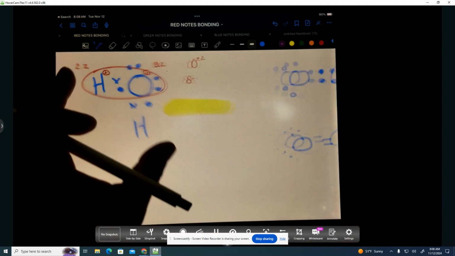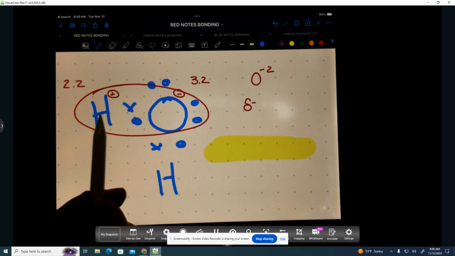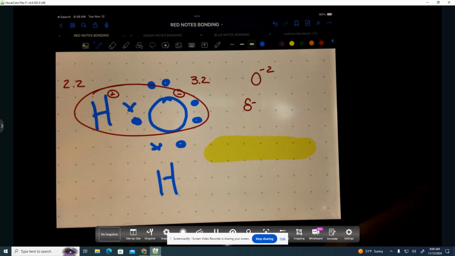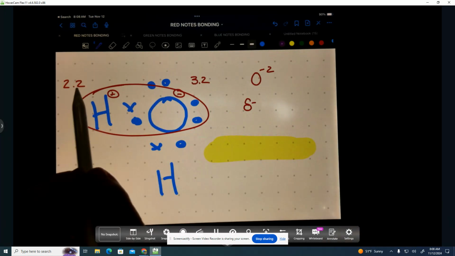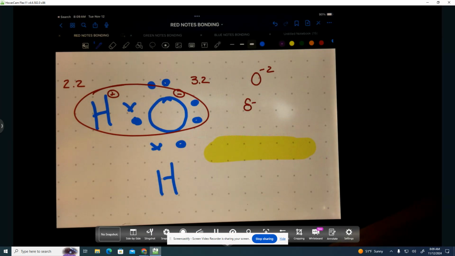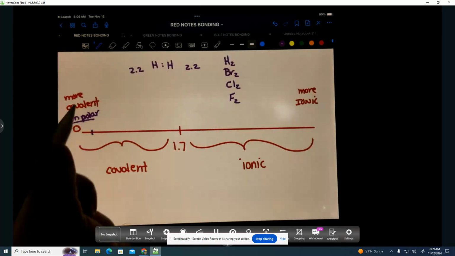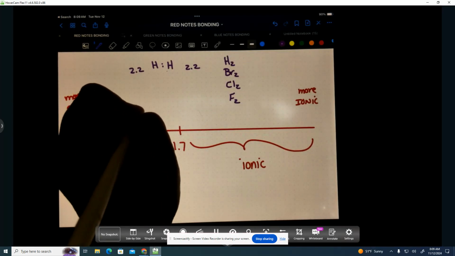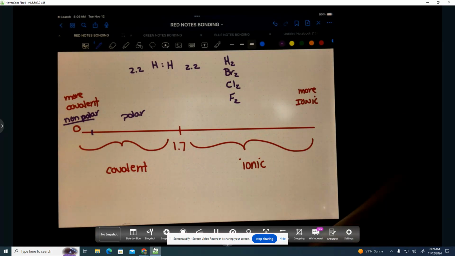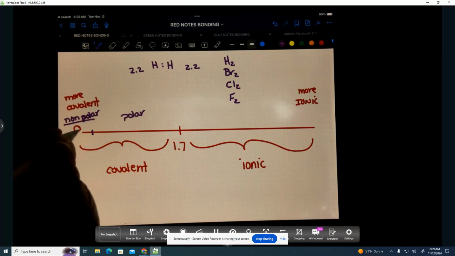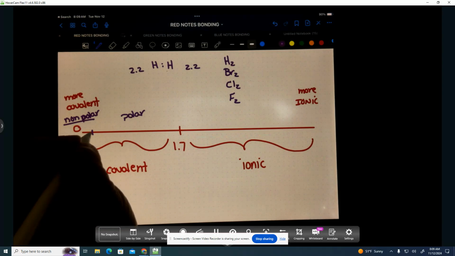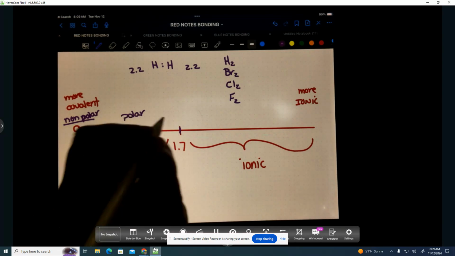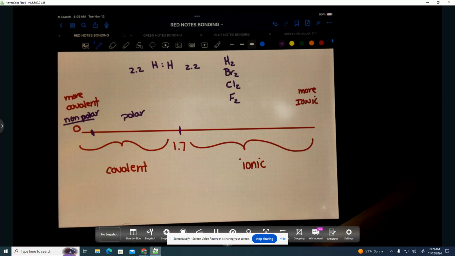This, however, is between two different elements. It's covalent because the electronegativity difference is less than 1.7, but it is not 0. So it is going to be a polar covalent bond. So from here to here is going to be non-polar. Again, for us it's just 0. And anywhere between here and here is going to be a polar covalent bond.